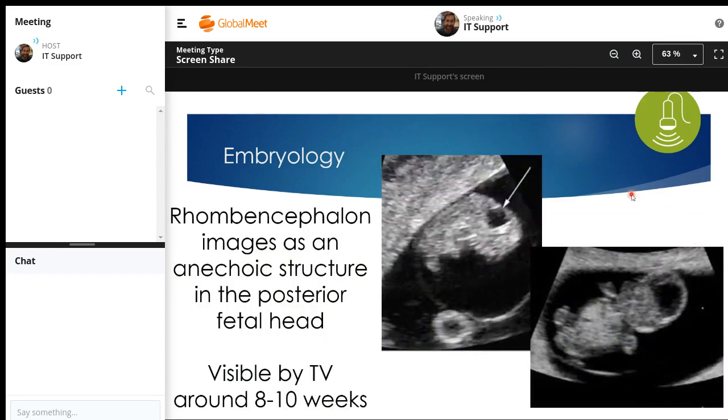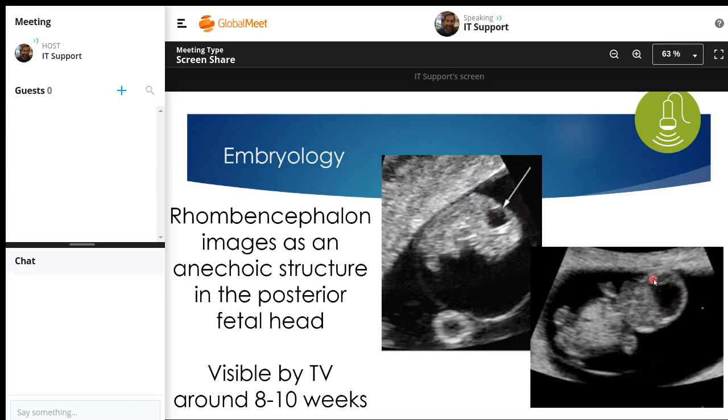So when we're talking about the embryology of the brain and what we can see on ultrasound, we can talk about the rhombencephalon. If we remember, this is the hindbrain. The rhombencephalon images as an anechoic structure in the posterior fetal head that's visible around 8 to 10 weeks. This arrow here is pointing to the rhombencephalon in this little embryo. And then we have the rhombencephalon right here.